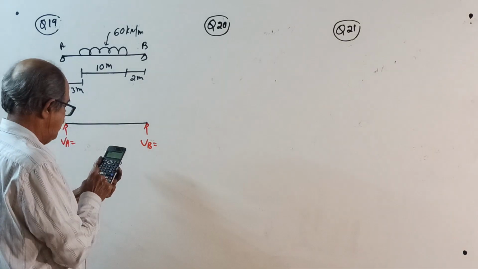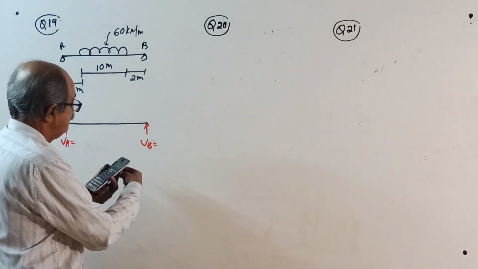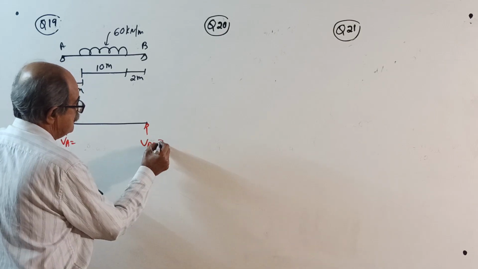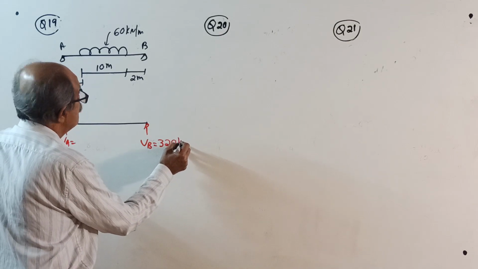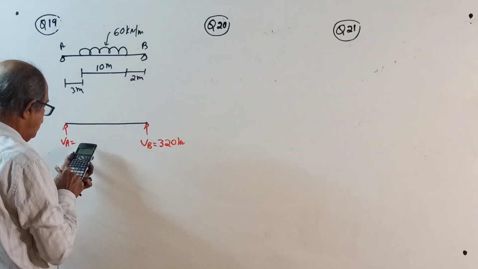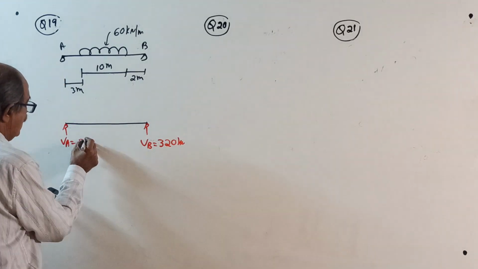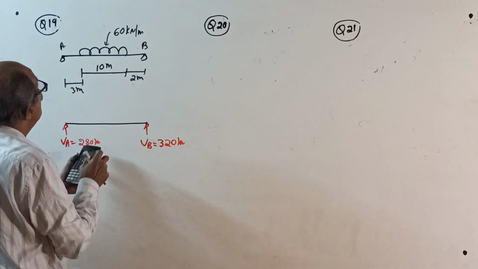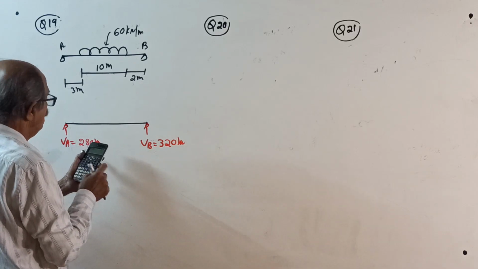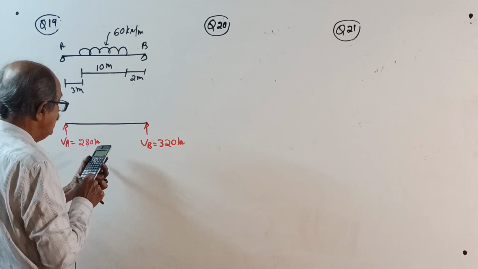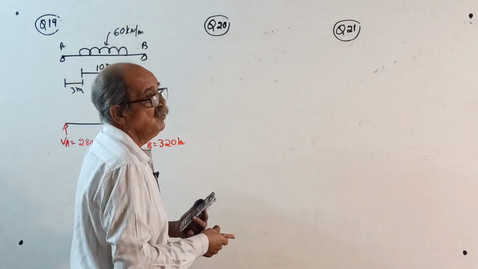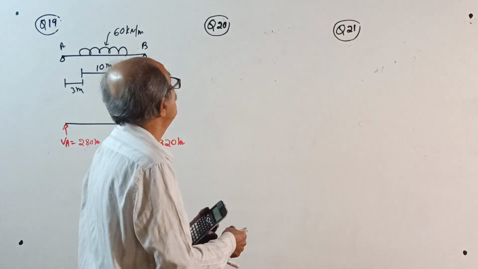Into 3 plus 5, 8. 320 kilonewton. 280 kilonewton. I will check the answer. 600 into 7 divided by 15. Perfectly correct. Okay. Now, only UDL case over combination.